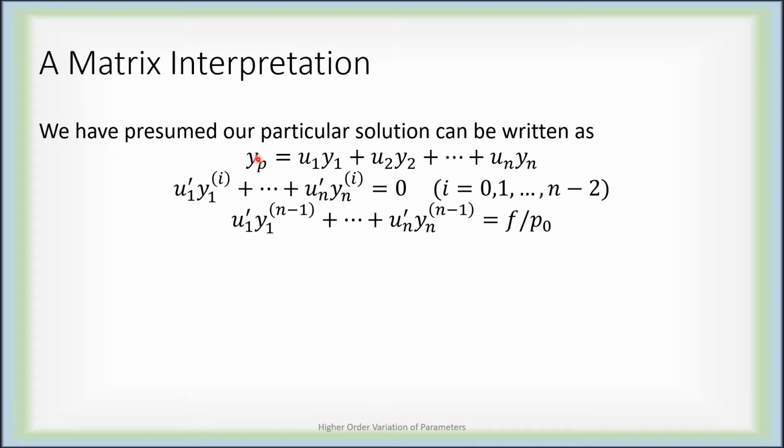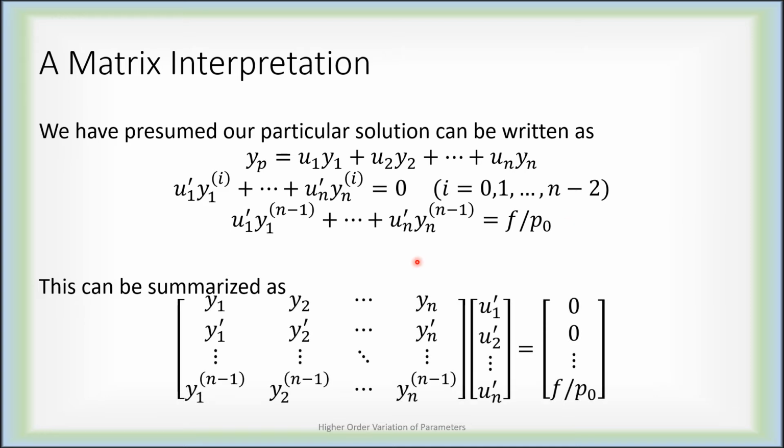And the utility of making this assumption was that when we took yp, n derivatives, n minus first derivatives, and so forth, and threw it into the original differential equation, we were able to conclude that this expression here, involving the first derivative of u1, u2 up to un, and the n minus first derivative of y1, y2 up to yn, was equal to the forcing function over the leading coefficient. We can write this in matrix form as follows.